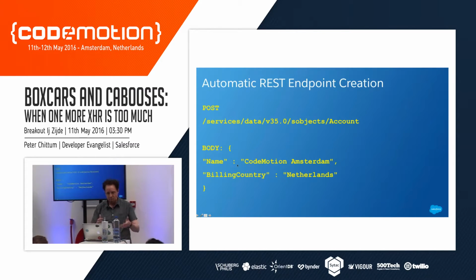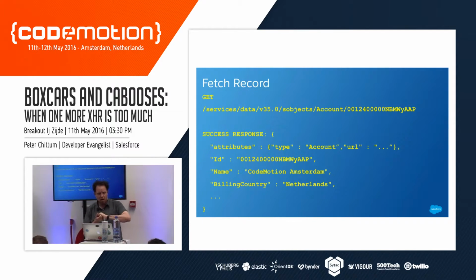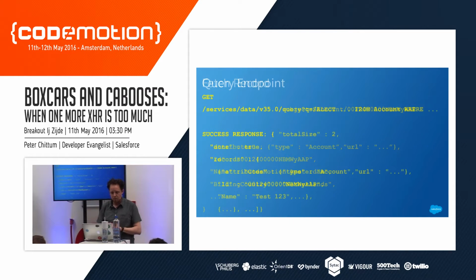So pretty straightforward, nothing too special. Creating a record. Actually, I already talked about automatic REST endpoint creation, so we'll skip that. All right. So if I want to get a single record, it's pretty much the same, except I'm going to do an HTTP GET, and I'm going to pass in a record ID. And then you can see the response coming back. If it's a failure, then you're going to get a different payload, of course.